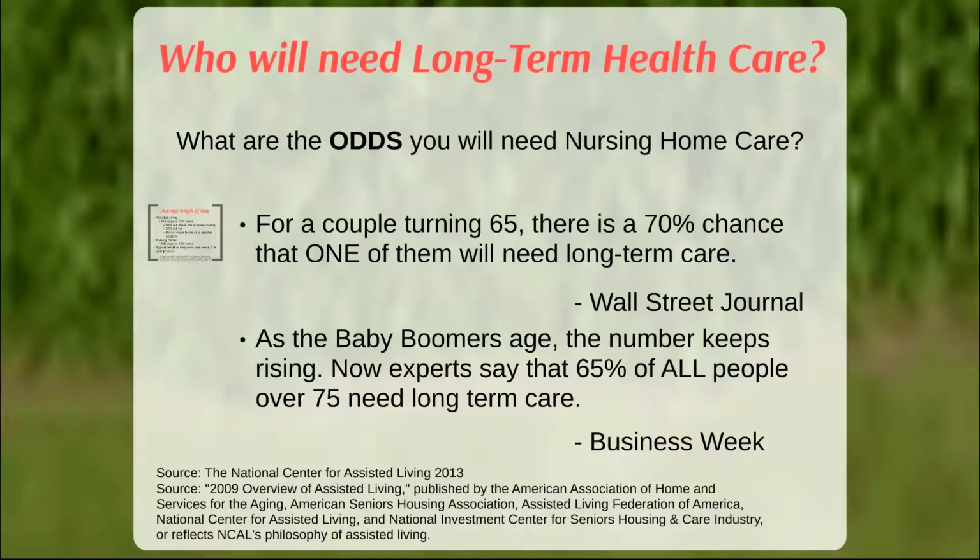For a couple turning 65, there's a 70% chance that one of them will need long-term care. It's kind of putting the same facts in a different way: 65% of all people over 75 need long-term care. So it's not that you're married that you need long-term care.